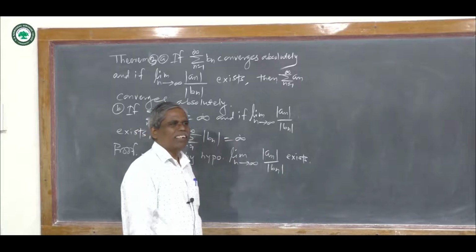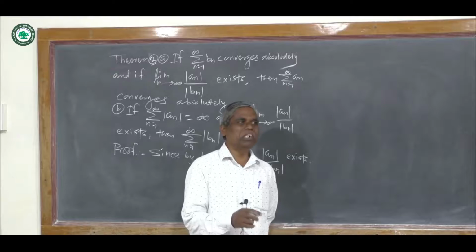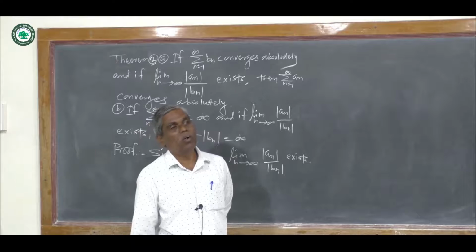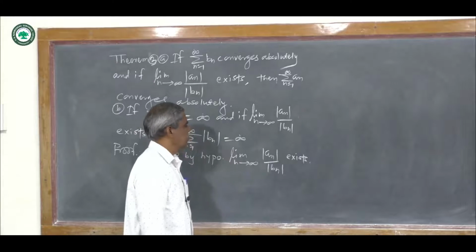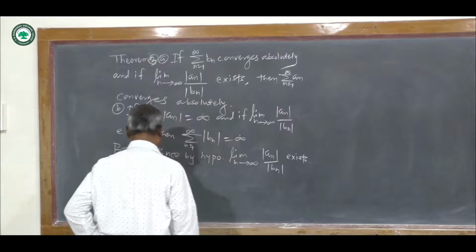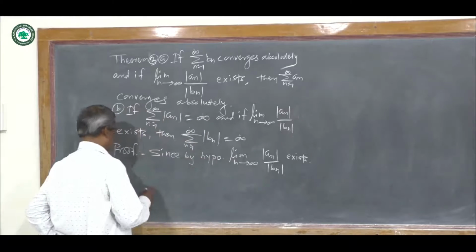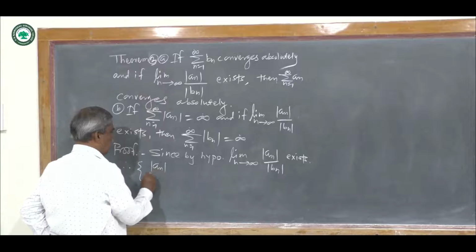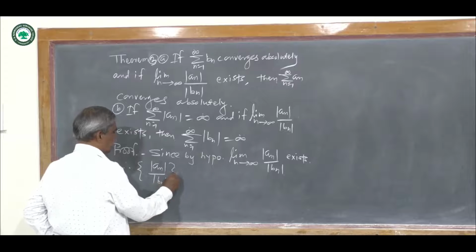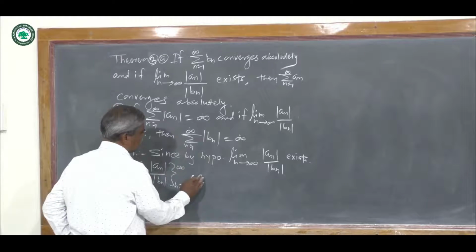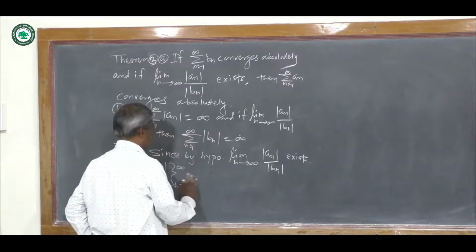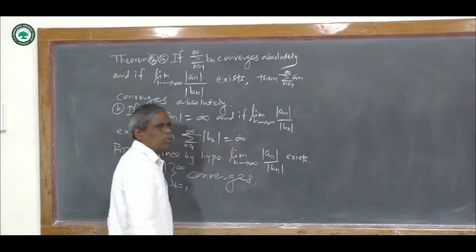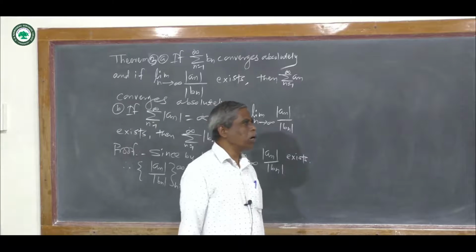If the sequence Sn, n equal to 1 to infinity, has a limit L, then we say that the sequence Sn converges to L. This limit exists. Therefore, the sequence mod an upon mod bn, n equal to 1 to infinity, converges to some real number, say capital M.